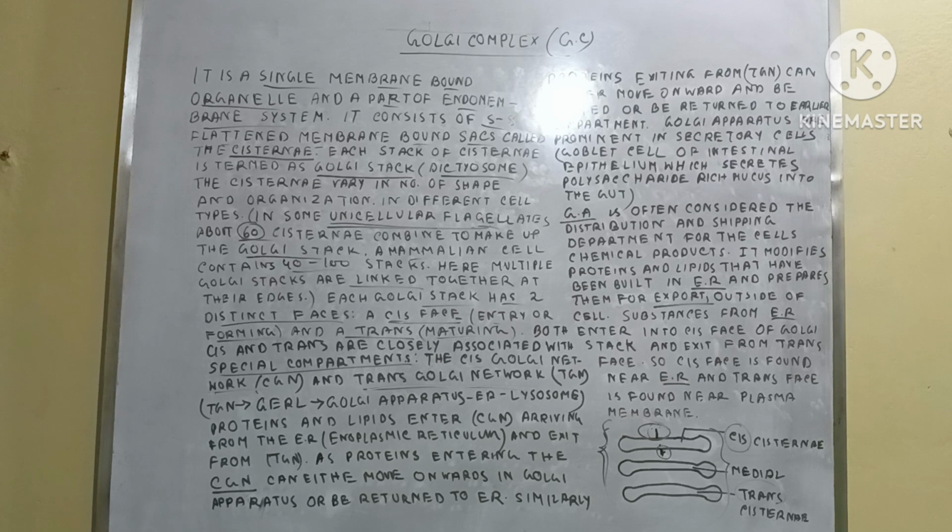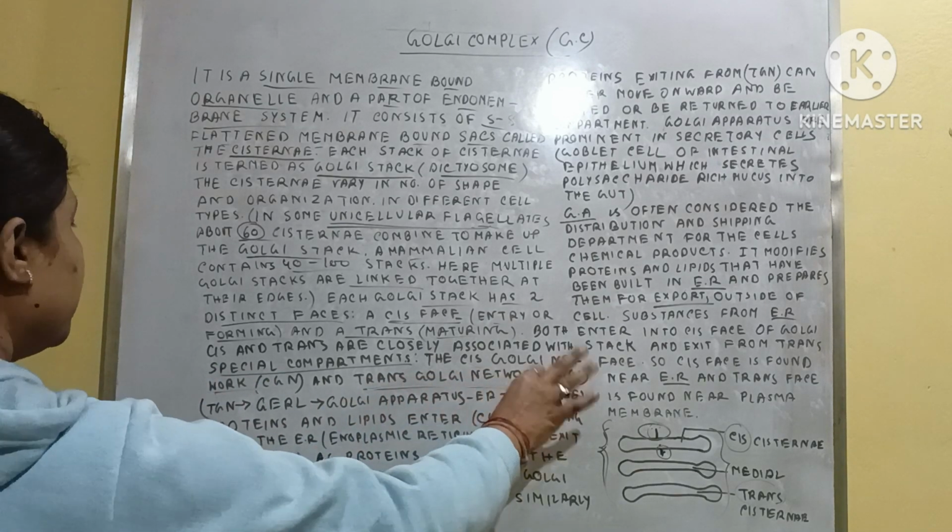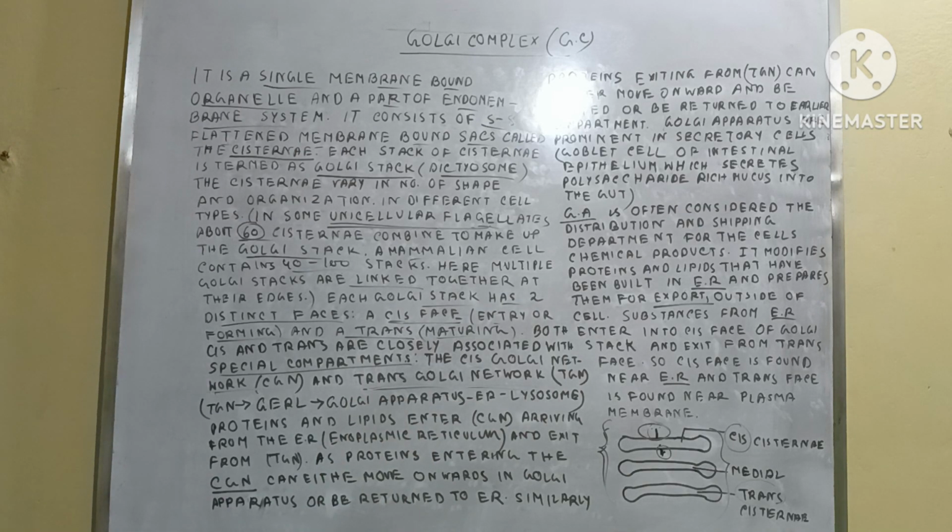The cis Golgi network, the short form I have written here is CGN, and the trans Golgi network is written here as TGN. And the TGN is sometimes called the GERL.